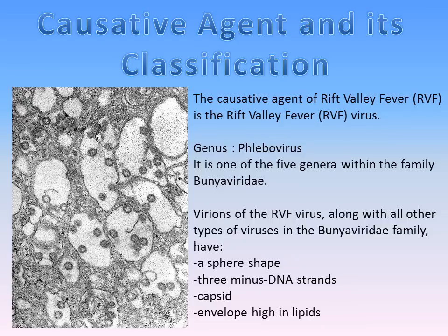The causative agent of Rift Valley fever is the Rift Valley fever virus. The genus of this virus is Phlebovirus, and it's one of the 5 genera located within the family Bunyaviridae. Bunyaviridae got its name from a place in Africa called Bunyamvira. The virions of the RVF virus, along with all the other viruses in the Bunyaviridae family, have a spherical shape, 3 RNA strands, a capsid, and an envelope high in lipids.